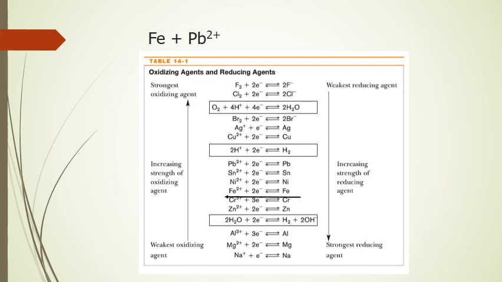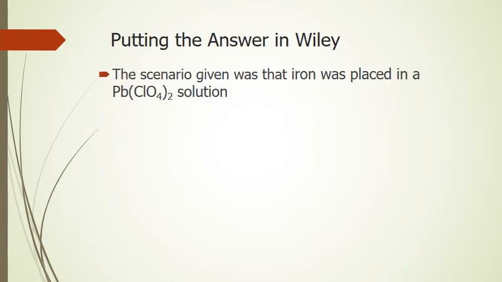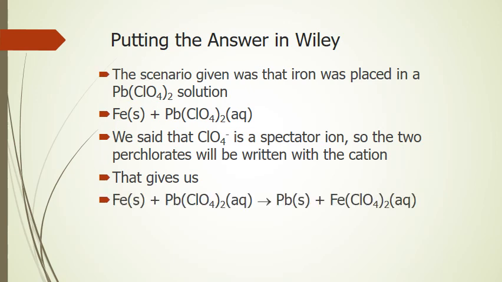There's our iron going from right to left, the lead going from left to right. We connect head to tail. We get a clockwise motion, a spontaneous reaction. Let's put it into Wiley. So it says iron placed in a lead 2 perchlorate solution. There is our reactants. Iron solid, aqueous, lead 2 perchlorate. So we know that the perchlorate is a spectator. It will associate with the cation. So we have iron solid, lead 2 perchlorate, aqueous, giving us lead solid and iron 2 perchlorate. Once again, aqueous.